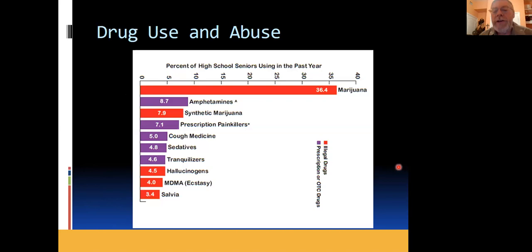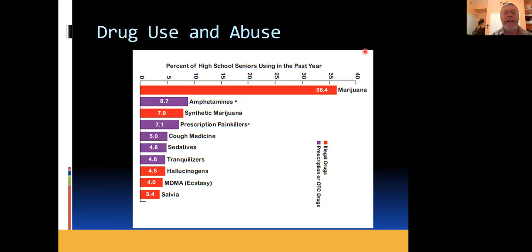Here you have a chart. This is some fairly recent data, even more recent than you have in your textbook, that I looked up. And so you can see the types of drugs, and the percentage of high school seniors who use various drugs, marijuana being most common, also various types of hallucinogens and so forth in terms of illegal drugs.